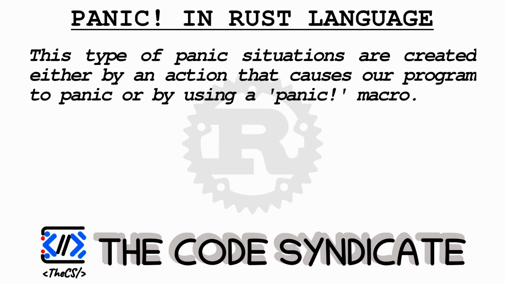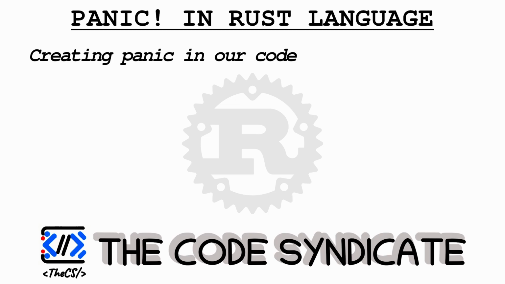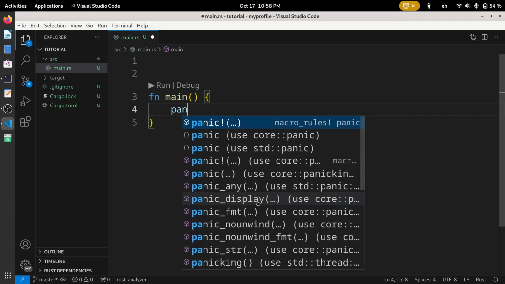This type of panic situation is created either by an action that causes our code to panic or by using the panic macro. By default, panic prints the failure message, cleans the memory, and quits. Creating panic in our code is so simple. We call the panic macro with the failure message. Let's try this.